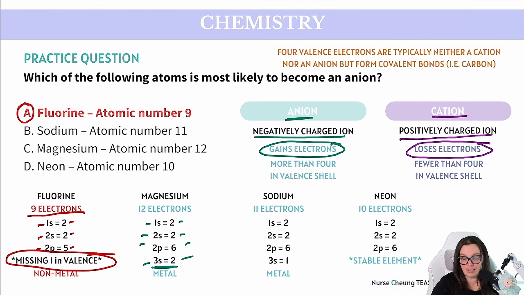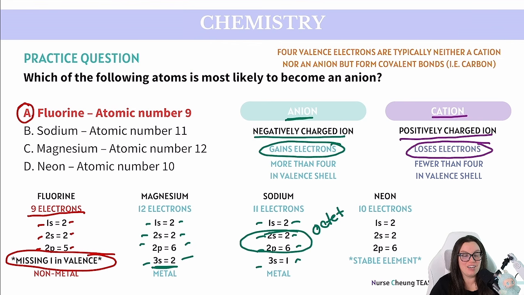Same thing goes with our sodium, right? We have 11 electrons. So the first has 2, the second shell is going to have a total of 8, and then the last shell is only going to have 1. So they could absolutely afford to get rid of that last valence electron, making their last shell, if they were to lose it, a total of 8, right? Making that the octet rule. This would make sense. And they absolutely would become a cation.